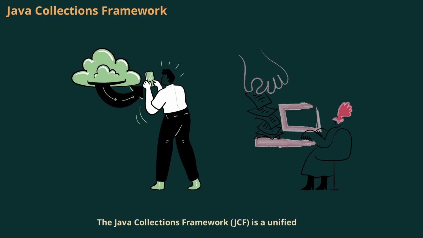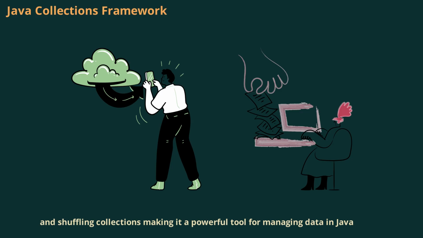The Java Collections Framework, JCF, is a unified architecture for representing and manipulating groups of objects. It includes interfaces like List, Set, Queue, and Map, as well as implementations such as ArrayList, HashSet, and HashMap. The framework also provides algorithms for sorting, searching, and shuffling collections, making it a powerful tool for managing data in Java.